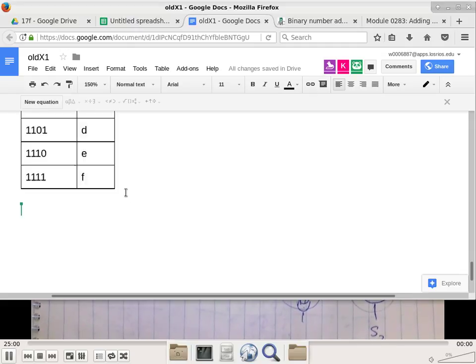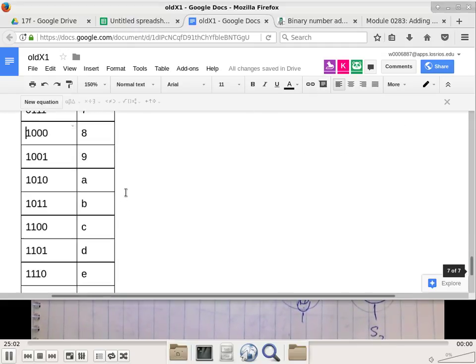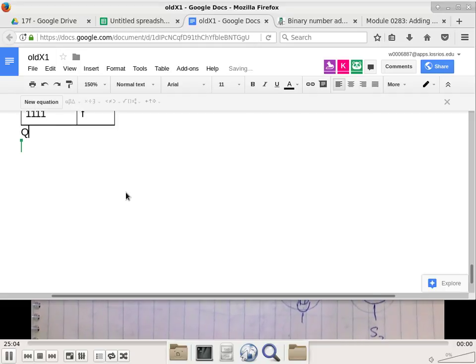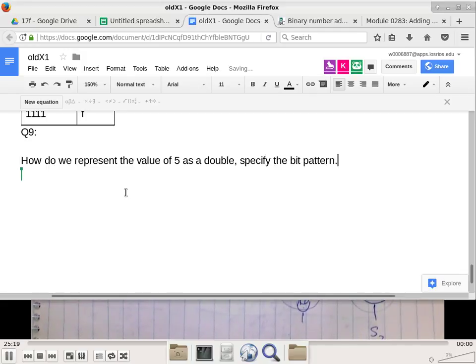So this is another question. This is question number 8, so we'll make this number 9. How do we represent the value of 5 as a double? Specify the bit pattern and show your steps.